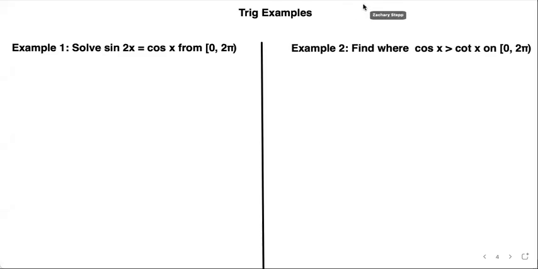Let's work on some trig problems here. The first one asks you to solve sine of 2x equals cosine of x from 0 to 2 pi. So with that in mind, here we go.